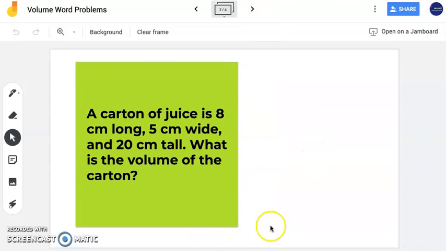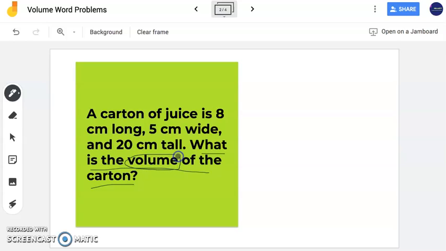This problem here is asking us the following question. A carton of juice is 8 centimeters long, 5 centimeters wide, and 20 centimeters tall. What is the volume of the carton? So first thing I'm going to do is underline the question here. What is the volume of the carton? So our goal is that we are finding the volume. That is our key word.